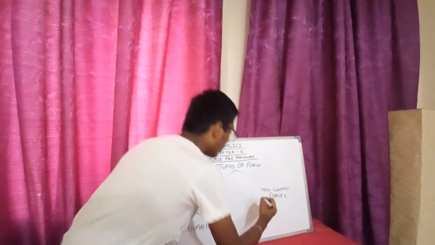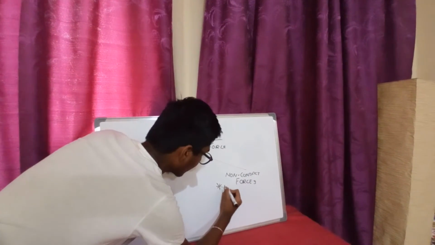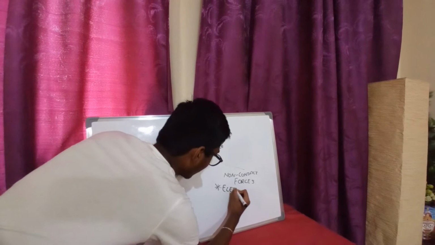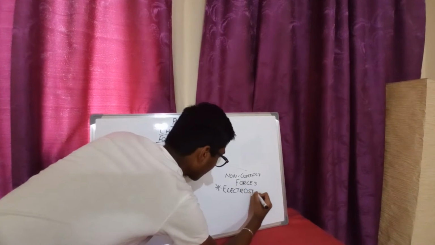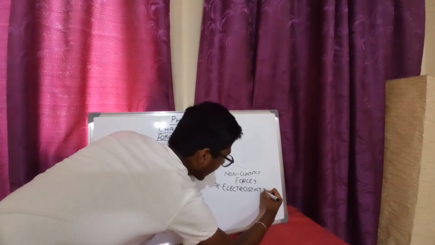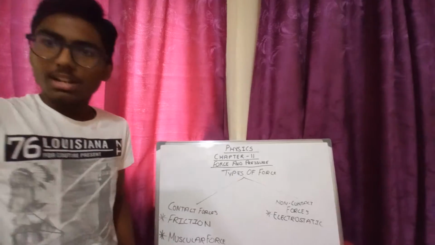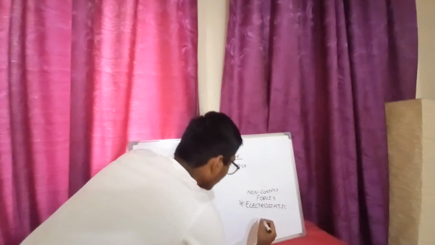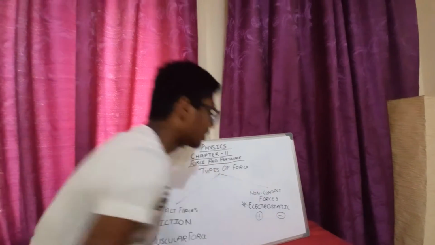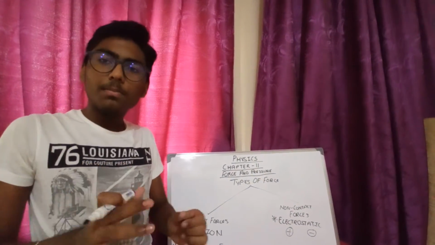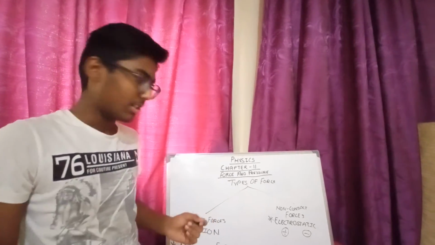Now we'll go into non-contact forces. The first one is electrostatic. What is electrostatic? Electrostatic means there are two types of charges, one is the positive charge and one is the negative charge. When these charges come close to each other, they can either attract or repel each other.